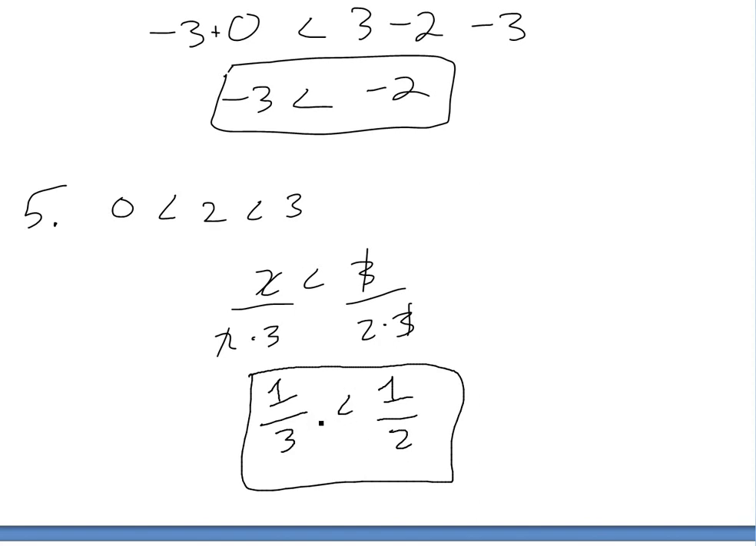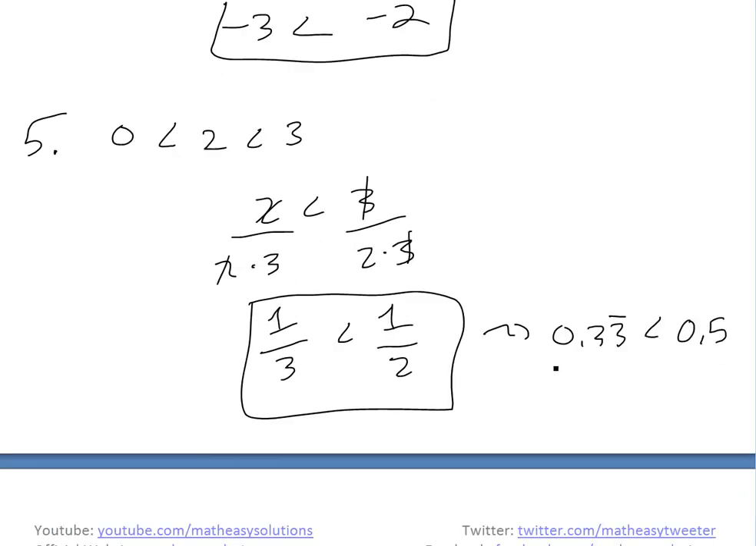And this is just that same rule. If you write it in number fashion, 0.333 and so on, which goes on forever, is less than 0.5. As you can see, it's pretty straightforward. So I would just divide both sides, and you can see that this is true.